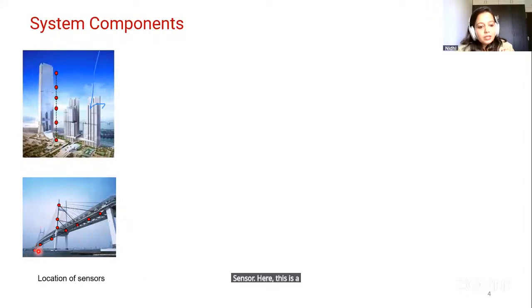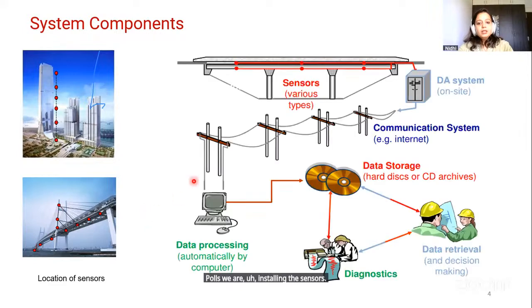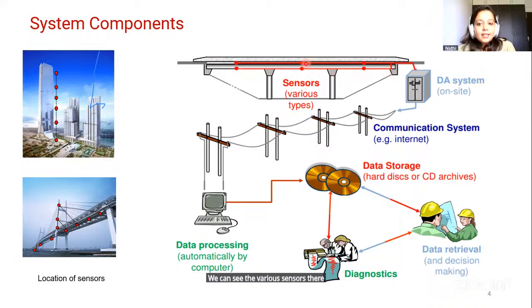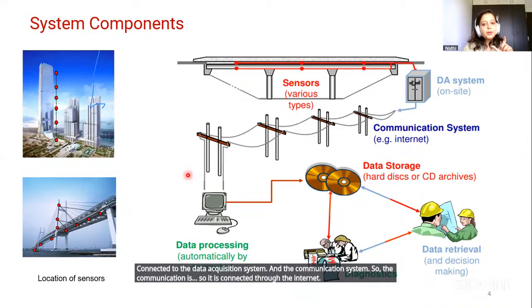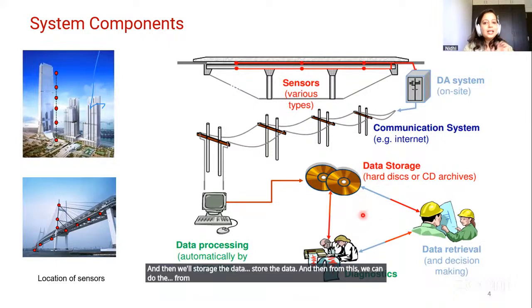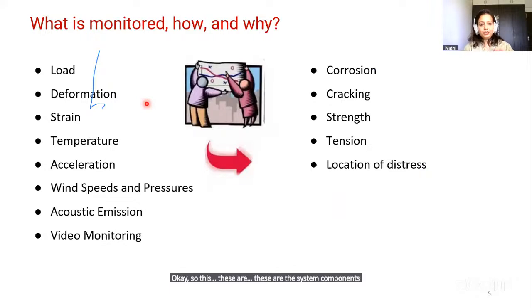Here, this is a bridge. This is a suspended bridge, wherein we can see at various locations, at the deck as well as at the poles, we are installing the sensors. This is another image showing the sensors. If you consider this bridge, we can see the various sensors there. And then these sensors are connected to the data acquisition system and the communication system. The communication is through the internet, and then we can process the data automatically, or it can be manual as well. Then we store the data, and from this data we can do the analysis. So these are the system components in structural health monitoring.